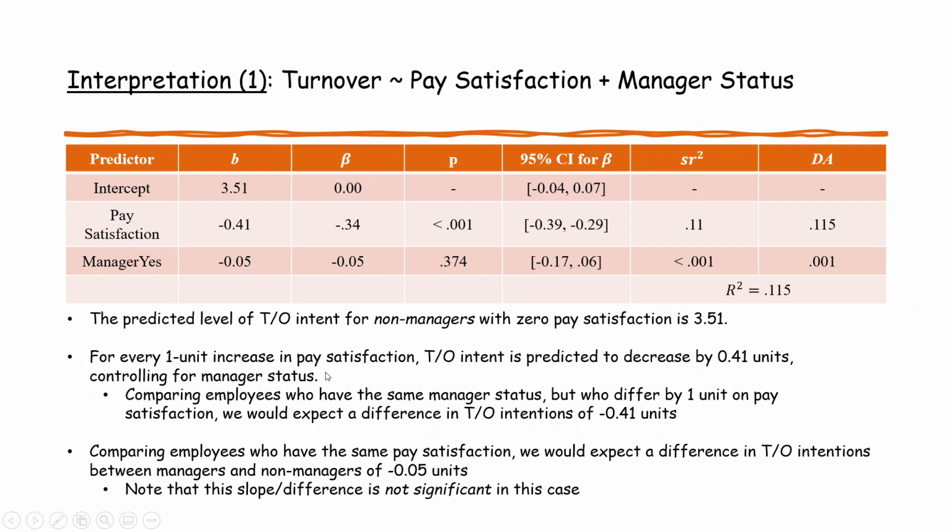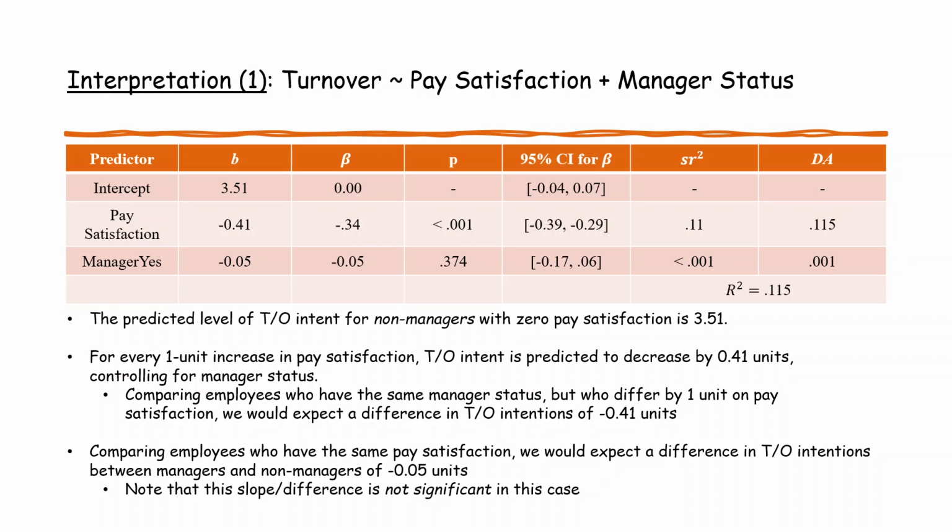So the interpretations of these, we'll start with our intercept. The predicted level of turnover intentions for non-managers with 0 pay satisfaction is 3.51. And again, the way we know this is because the intercept is your predicted outcome level when all of your predictors are set to 0.